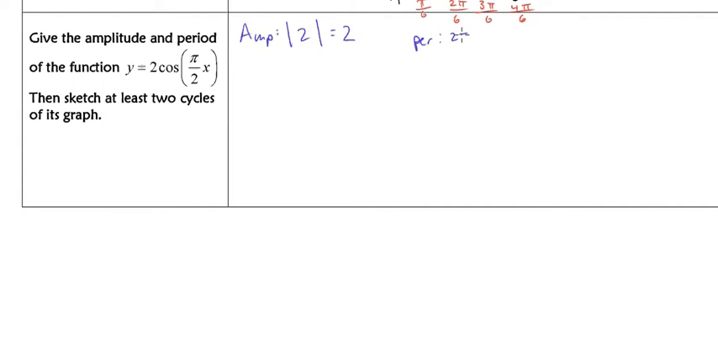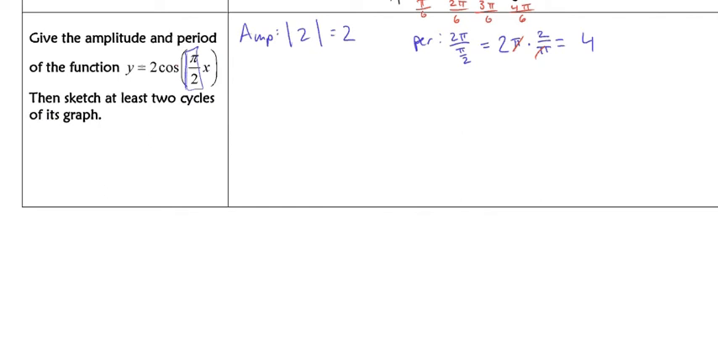So 2 pi over b. For us, our b value is this whole thing, so pi over 2. And that's a little bit complicated. We don't like to divide by fractions, so let's change that. So 2 pi times the reciprocal, so times 2 over pi now. So instead of dividing by pi over 2, we're going to multiply by the reciprocal, which gives us, well, pi divided by pi, that's 1, and 2 times 2 is 4. So our new period is 4.